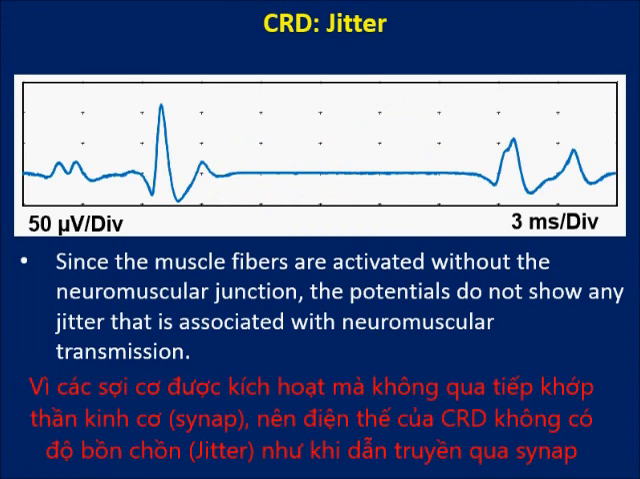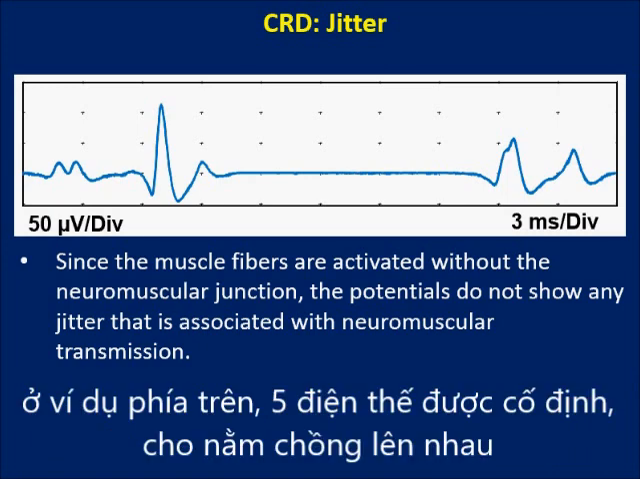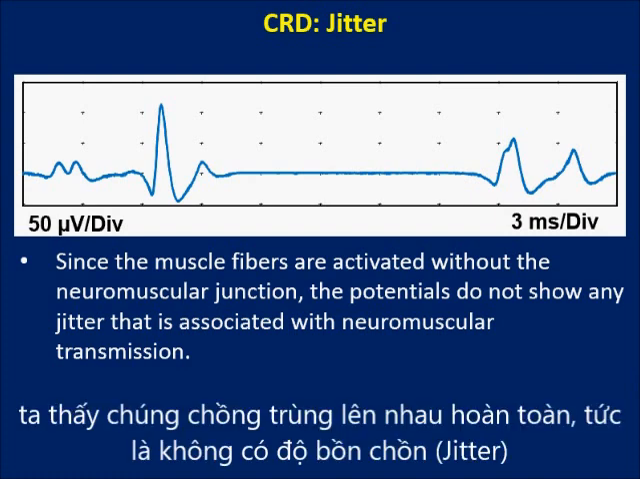Since the muscle fibers are activated without the neuromuscular junction, the potentials do not show any jitter that is associated with neuromuscular transmission. In this example, 5 triggered sweeps are overlapped, and they show almost perfect superimposition, that is, no jitter.